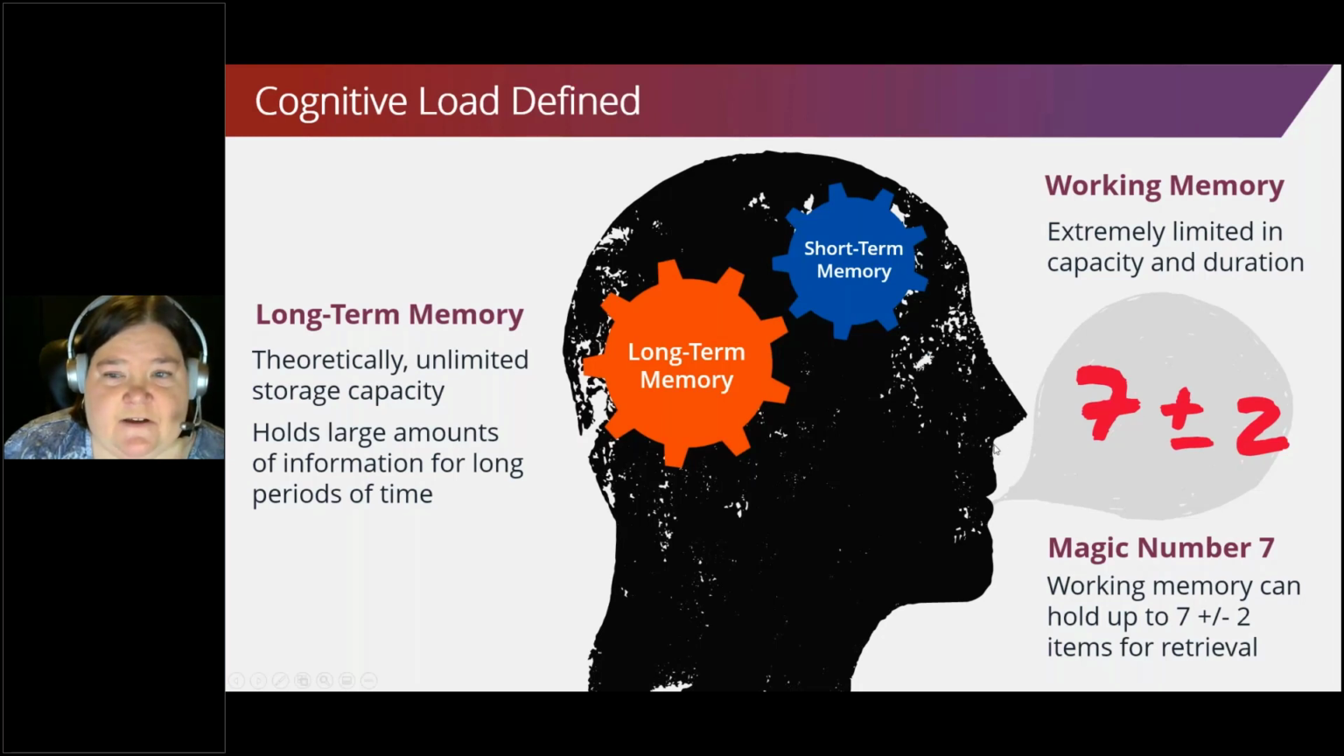Looking at cognitive load in more detail, a key point to remember is this magic number 7. Sweller believed that working memory can only hold up to 7 plus or minus 2 items for retrieval, and what he meant by that were bits or chunks of information at a time. And some of that goes back to schemas that learners form as they're recalling, as they're going through the courses, and we'll get into schemas here in a minute.